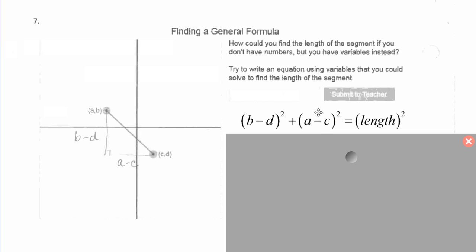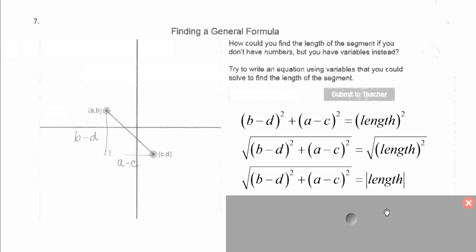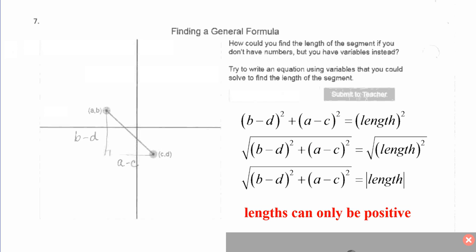Now typically these were values, so we squared them, we added them together, and ultimately to get the length by itself, since it was squared, we took the square root of each side. So if we think about taking the square root of each side, we'd have the square root of this value, and this would be the absolute value of the length. And we know that lengths are always positive, so we were always ruling out that one negative result.